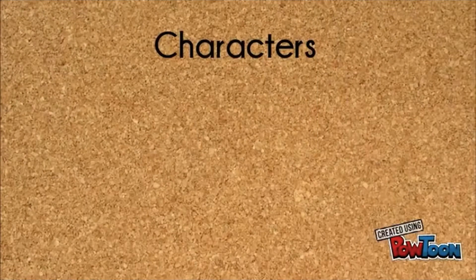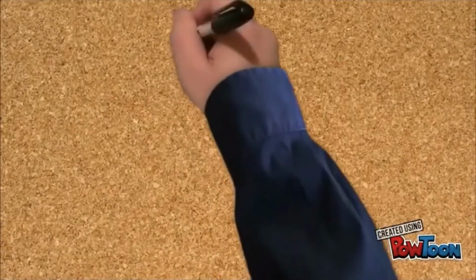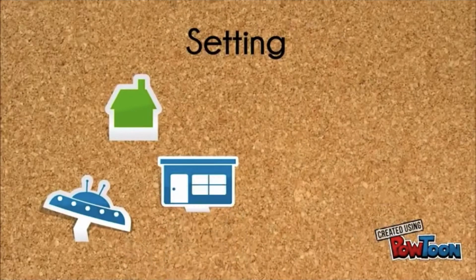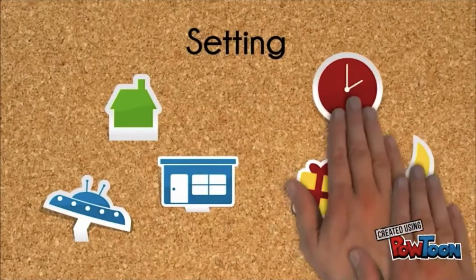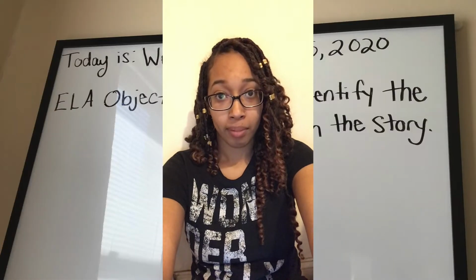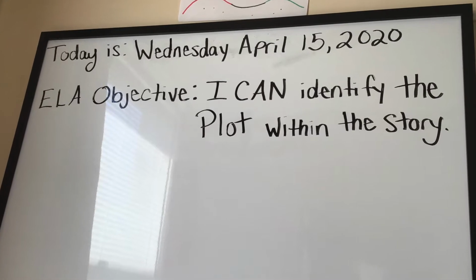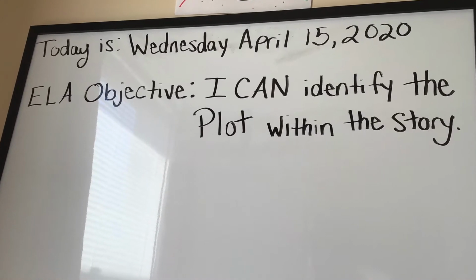According to literaryterms.com, a character is a person, animal, being, creature, or thing in the story. The setting is the time and place, or when and where the story is taking place. Okay, great. Now that we know those two terms, today we're going to be talking about plot. So today's objective is: I can identify the plot within the story.